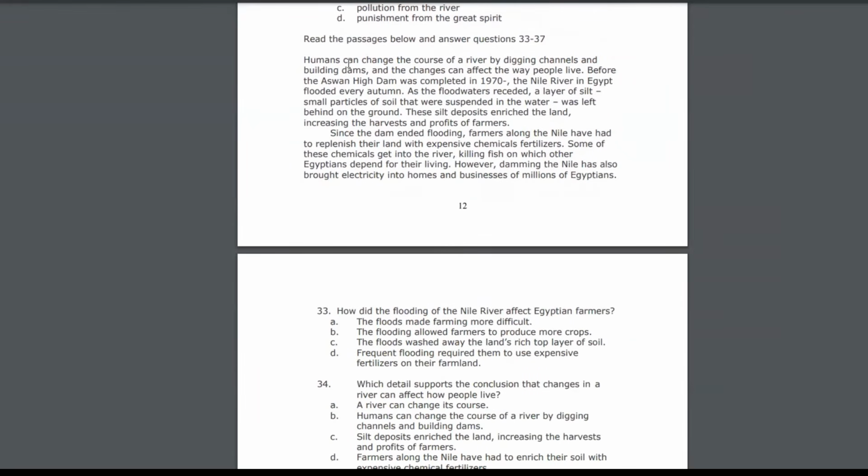All right, so for this particular one, they were just talking about the Nile River and how the environment was when it was able to flood, and then what happened once they actually built the dam. All right, so if we look at 33, it says, how did the flooding of the Nile River affect Egyptian farmers? So this question specifically is asking what happened while it was flooding, because remember, when they gave you the passage, they gave you 2 different scenarios. When it was flooding versus when the dam was built, okay? So separating the 2 particular situations.